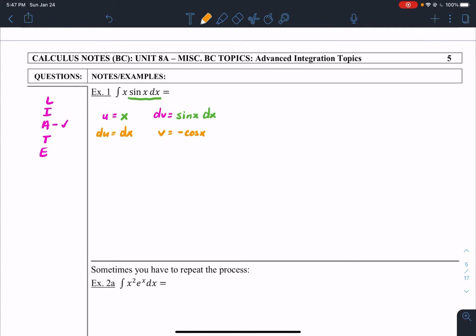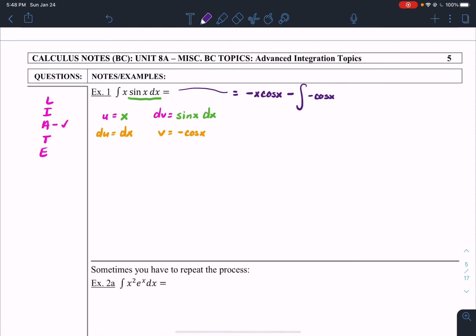Once you get that, you are now going to plug it into your formula. So your formula here is the integral of u dv equals uv minus the integral of v du. So I'm going to just draw a little arrow just to kind of get me around this. So this is my uv, right there: x times negative cosine of x. Now, I'm going to make sure that I write this as multiplication. So I'm going to do negative x cosine of x. If I put the negative in the middle, it might look like subtraction. So this is my uv. And then I have subtraction here, minus the integral of v du. So I'm going to have negative cosine of x dx. So this is a negative still.